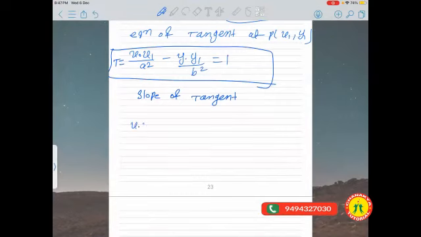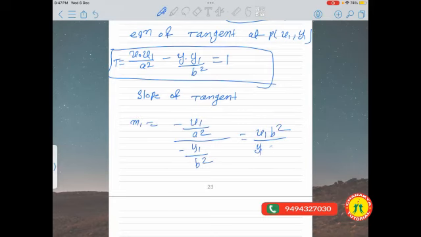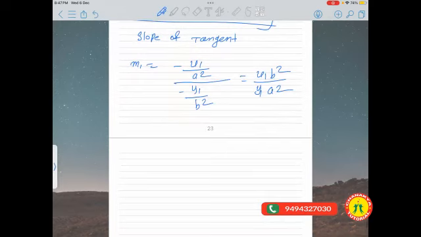Differentiate, make y equal to mx to get the slope. So that will be minus of coefficient of x by coefficient of y. Every time the slope m1 is equal to minus of x1 by a square and coefficient of y square, so minus y1 by b square. So we get the slope as x1 b square upon y1 a square. This is the slope of tangent.